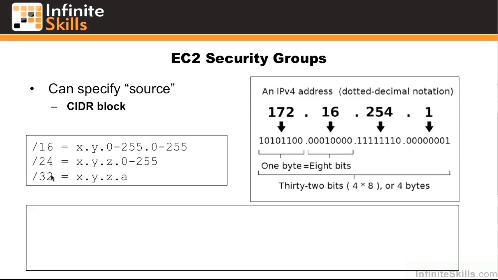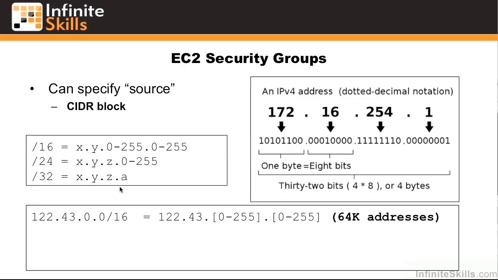If you specify a /32, you're specifying a single IP address, in which case we have X, Y, Z, and A all hard-coded. If we look at some more examples with specific IP addresses, you see here that we have 122.43.0.0/16. This would equate to 122.43.anything.anything. This is what is known as a B block, and this is 64,000 addresses.